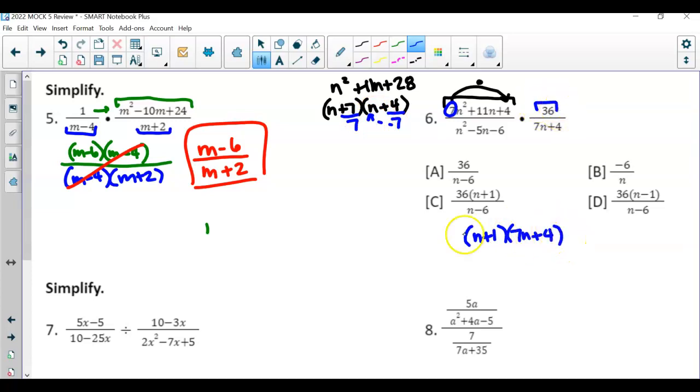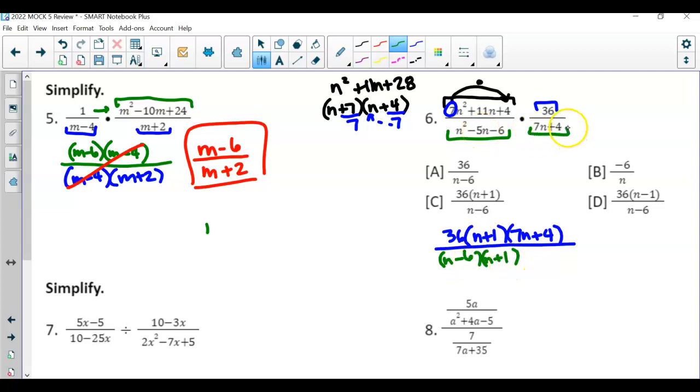Now that's just 36, so I'm going to bring that down, and that is our numerator in factored form. Now we go to the denominator. Well, here that's just n squared by itself. A is 1, so I'll go straight into my factoring. What two numbers multiply to get negative 6 and add to get negative 5? Negative 6 and positive 1.